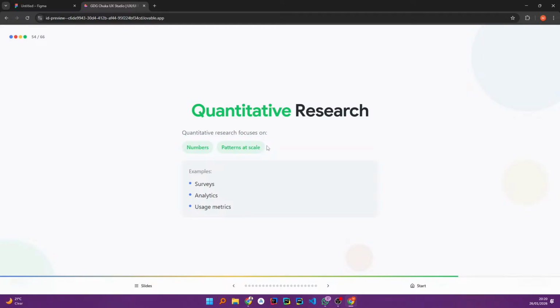Qualitative research answers the question why, and quantitative research usually answers the question what. One deals with people's feelings, thoughts, and frustrations. The other deals with numerical data. So that is the core definition of the two.